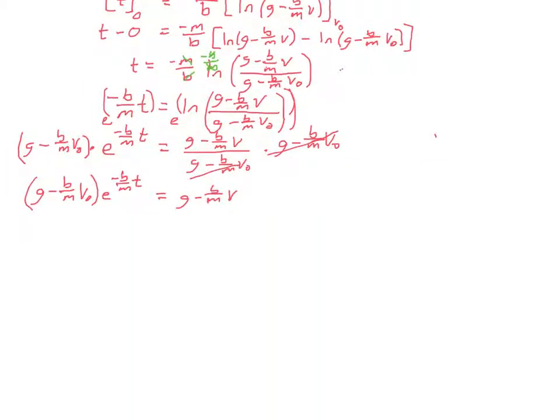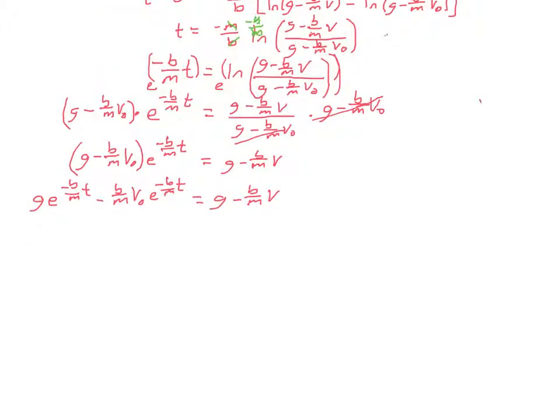Next step I'm going to do here is distribute that in. All right, after distributing that, I'm still trying to get at this v right here. I'm trying to get it all by itself. Note, these are all constants besides the time. This is all just a bunch of constants, not a big deal.